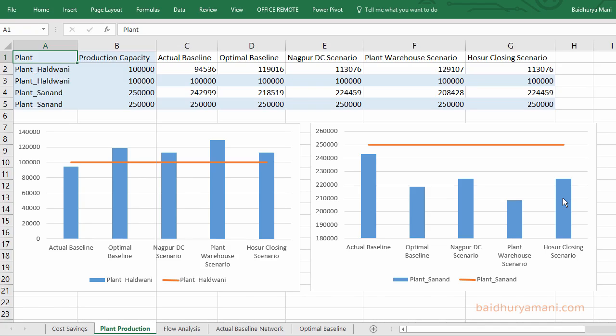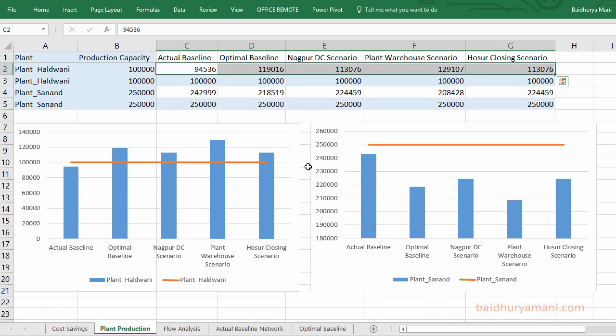The capacity at Sananand can be brought down and the production capacity at the plant Haldwani needs to be added. We can use the numbers recommended by the model as a starting point. Say for example, if we pick the plant warehouse scenario number, 129,000 flow for Haldwani, we might want to put a buffer on top of that, maybe 20%.